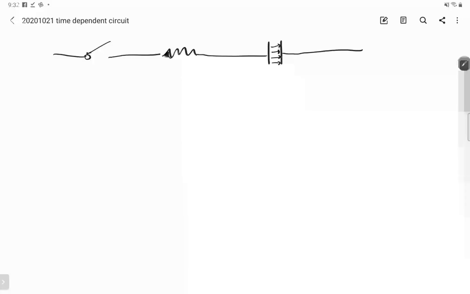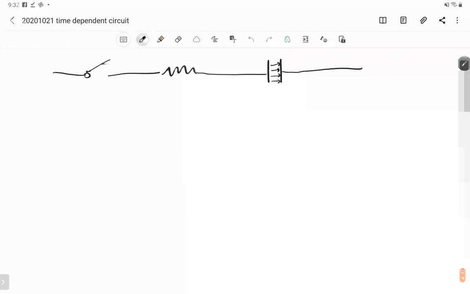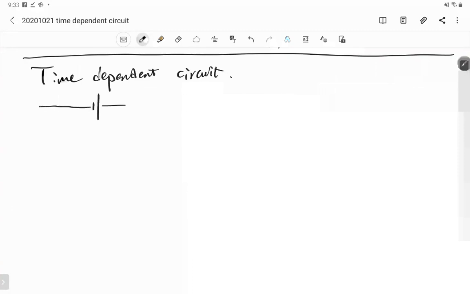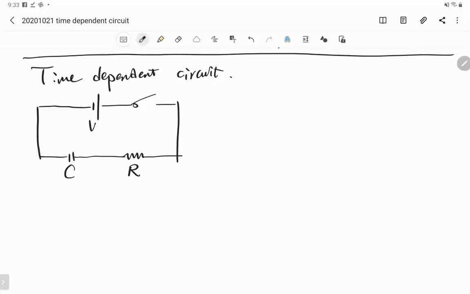Talk about the time-dependent circuit. If we have a battery connected with a switch, and there is a capacitor connected with the resistor. Capacitance C, resistance is R, battery's voltage is V. Then if I close the switch at time equal to zero.